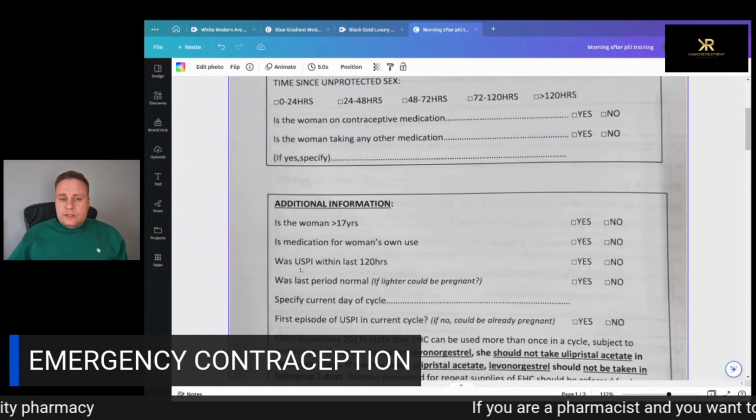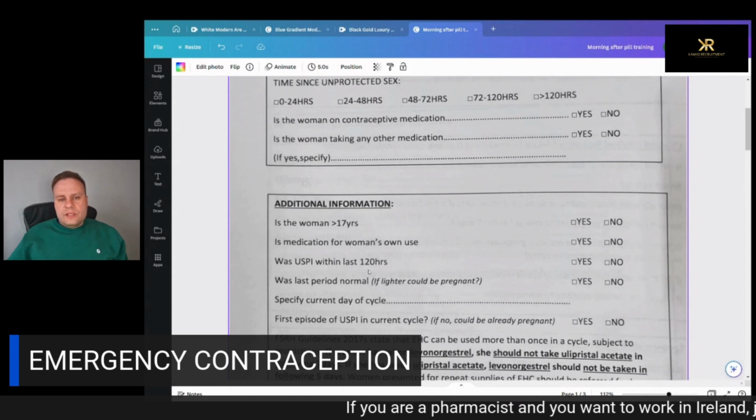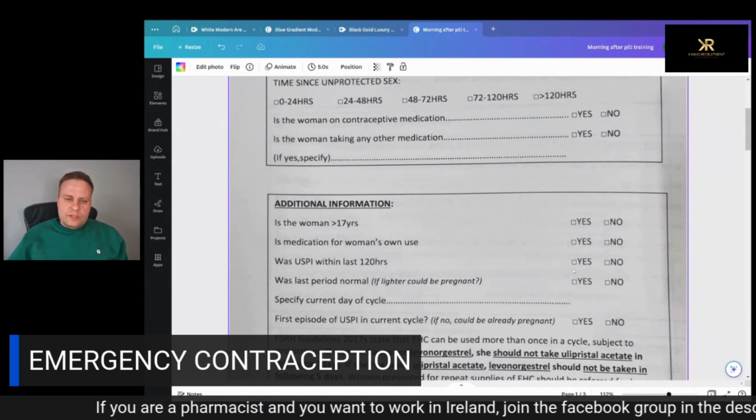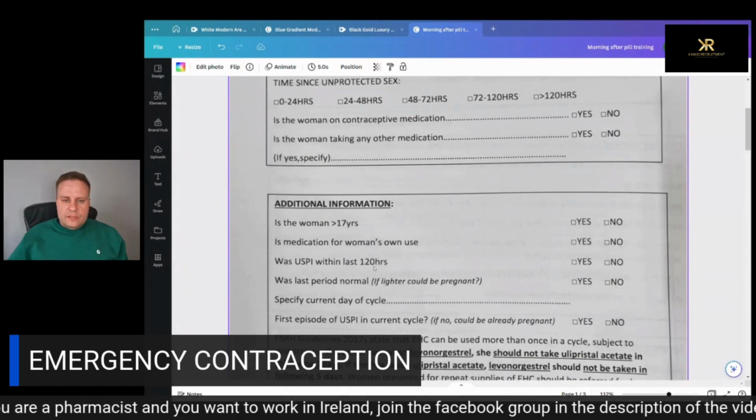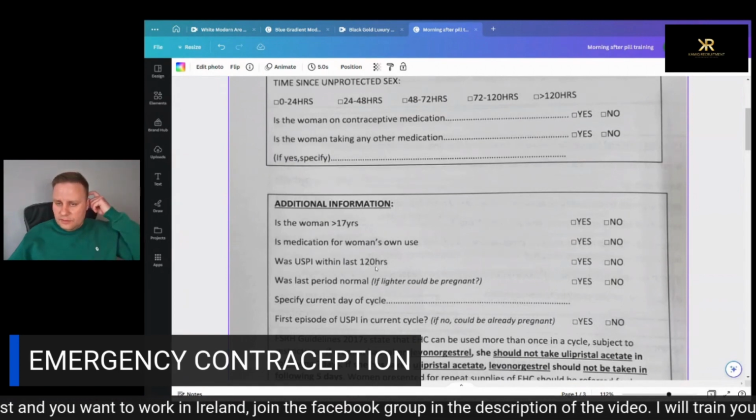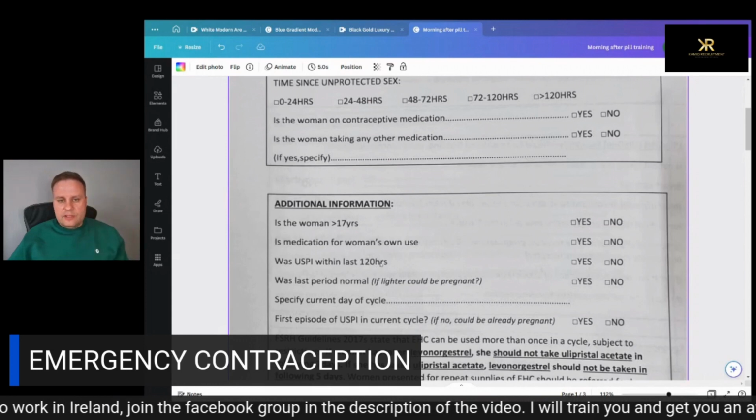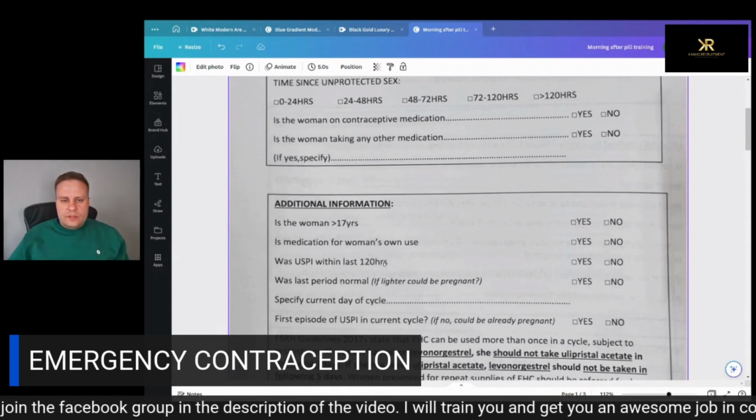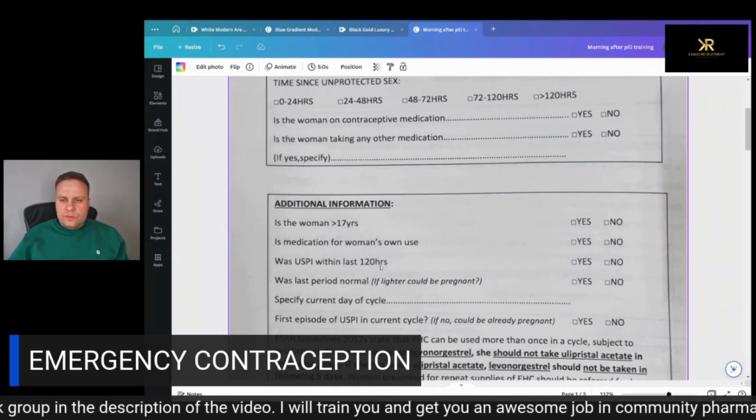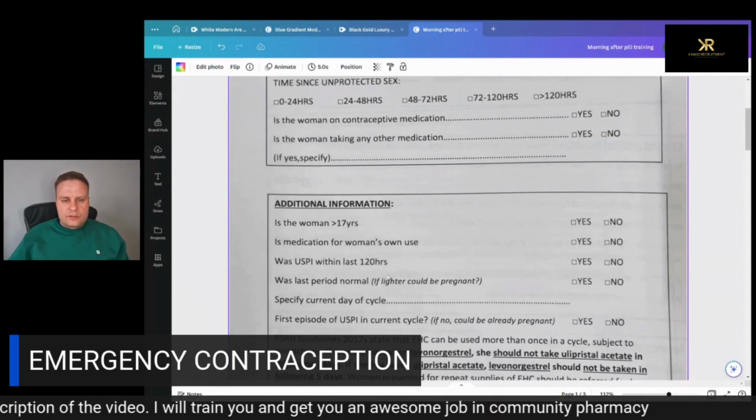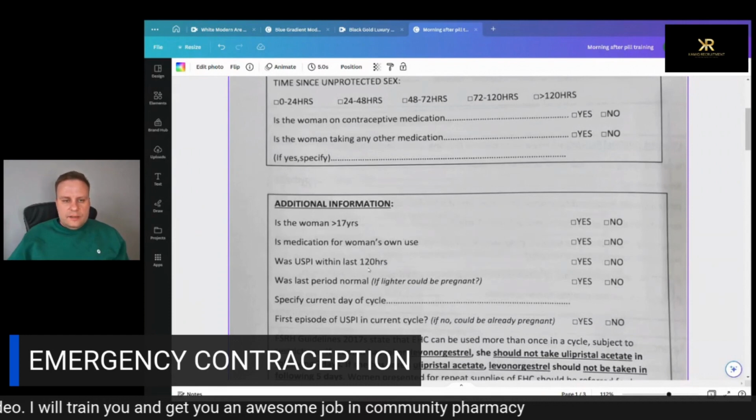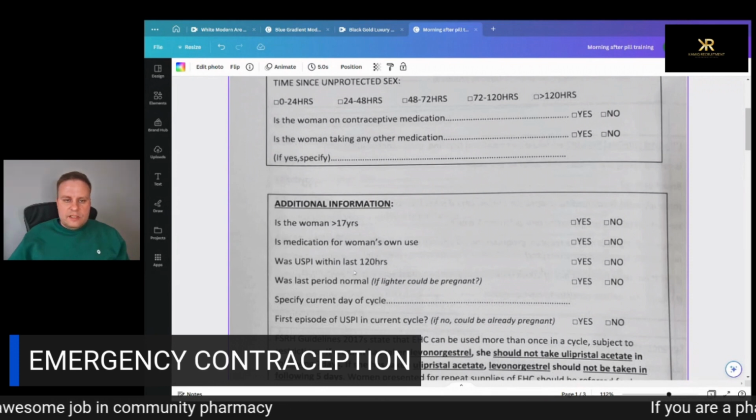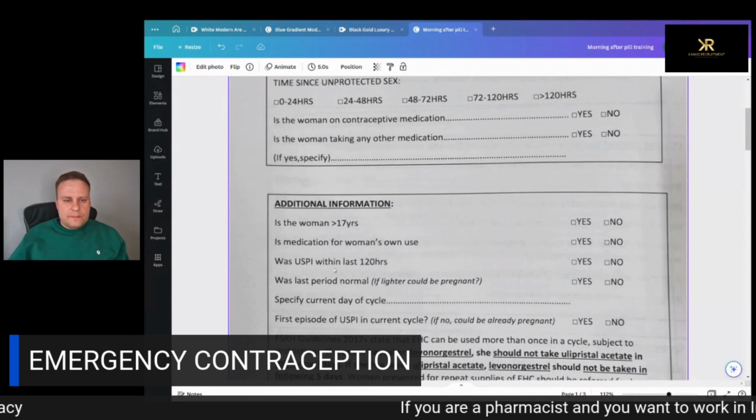So was the unprotected sexual intercourse within the last 120 hours? You tick yes or no, because that's how long the morning after pill is useful when taking it within the 120 hours. You have to make sure that it's been in the last 5 days that the unprotected sexual intercourse has taken place.